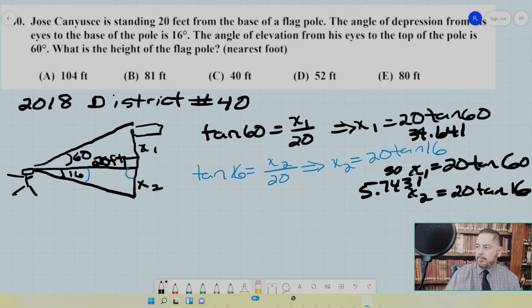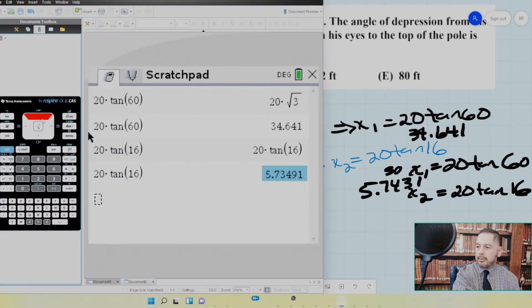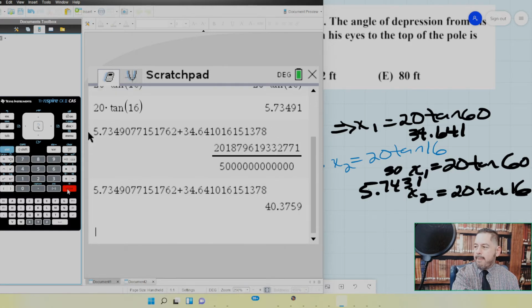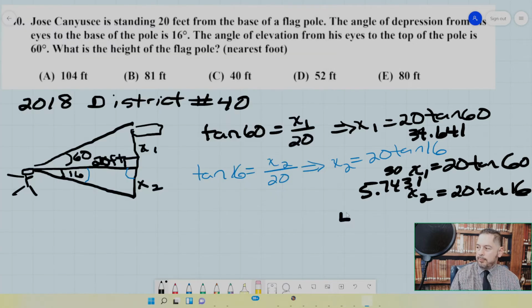And let's add them up to get the height of our flagpole. That one, enter, plus 34.61, enter, and we end up with the approximation 40.3759, and to the nearest foot, it would be 40 feet. So 40.3759, and to the nearest foot, that would be answer C.